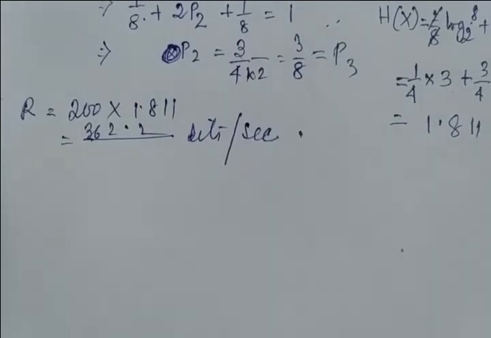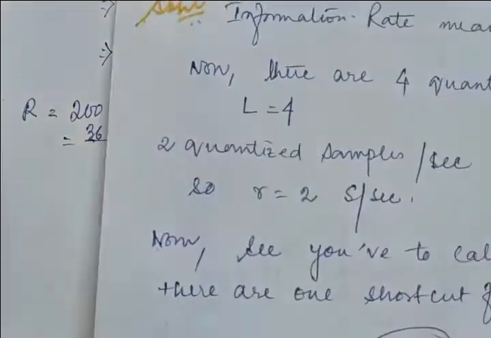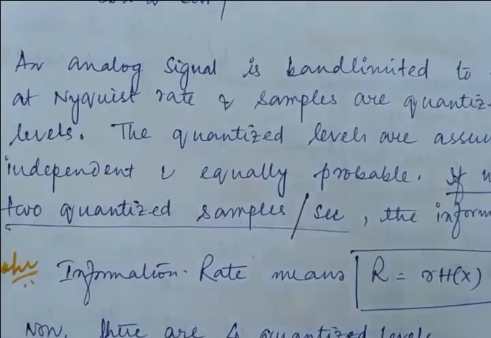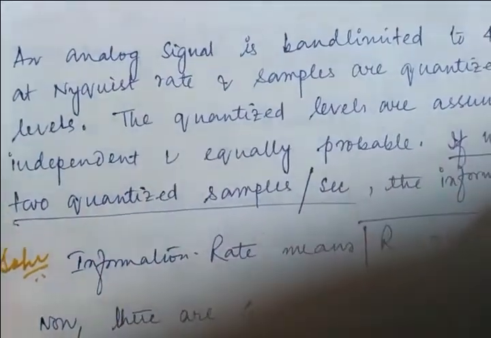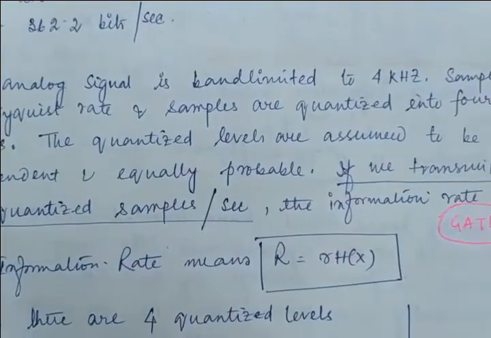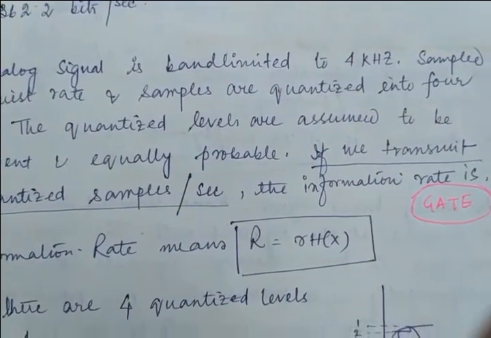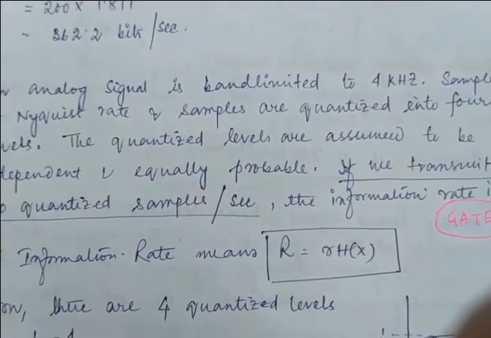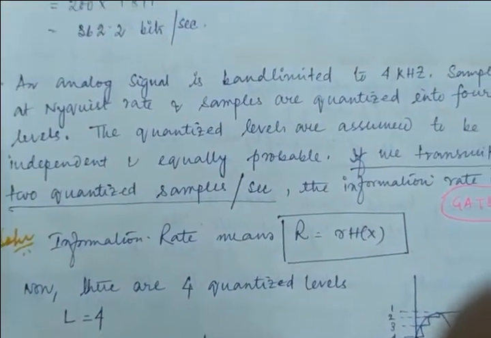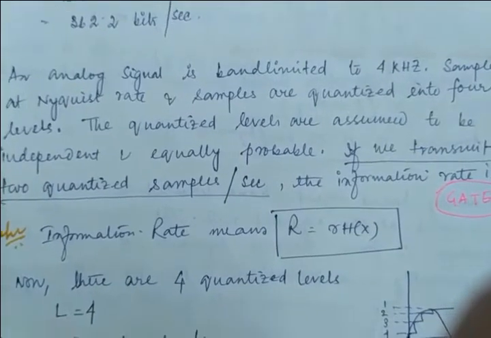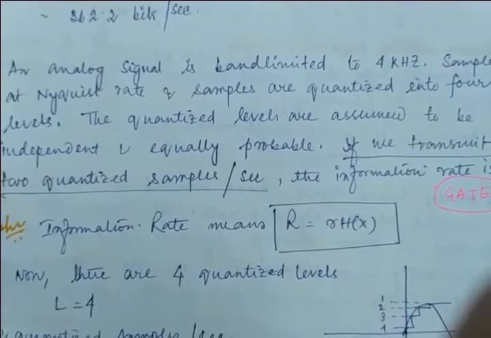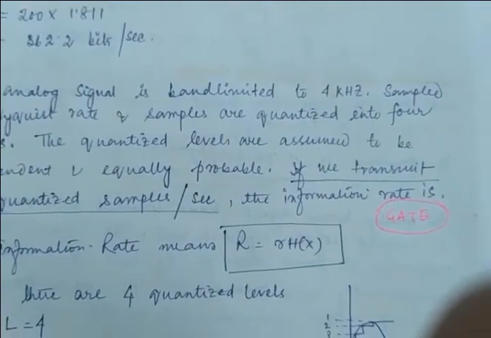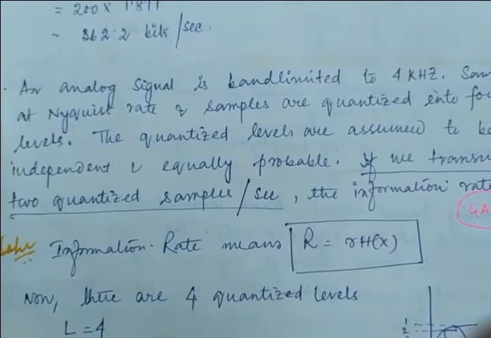And again, I am showing the question because it's impossible for me to write down the question once again. And now the question is: an analog signal is band limited to 4 kilohertz. Same type of questions, but in a slightly different way. The analog signal is band limited to 4 kilohertz and sampled at Nyquist rate. Okay, fine. So fm equal to 4 kilohertz and sample rate means fs equal to 2 fm. Okay, fine. Samples are quantized into 4 levels.